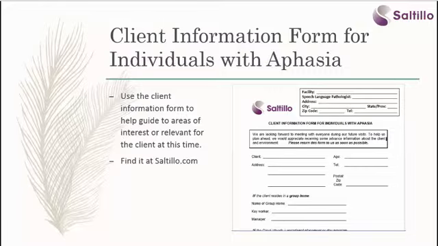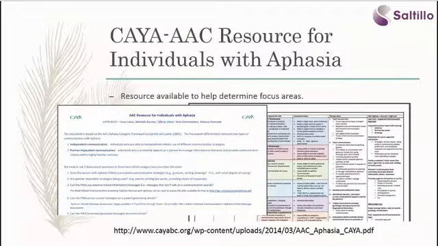The client information form for individuals with aphasia is available on the Saltillo website. This document may help you collect valuable information about the client, including caregivers, background information, present levels of communication, communication partners, and a lifestyles inventory. Kaya developed a resource that is available online. You can type in the link at the bottom of the screen or simply search the web for Kaya, AAC resource for individuals with aphasia, or find the link on the Saltillo website.